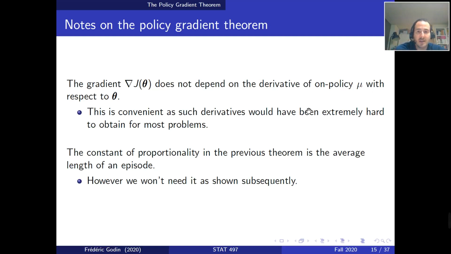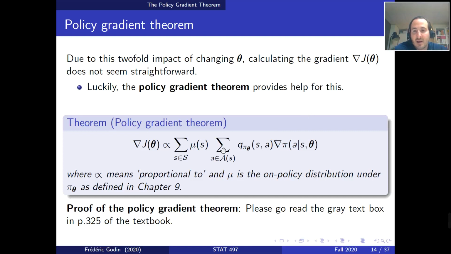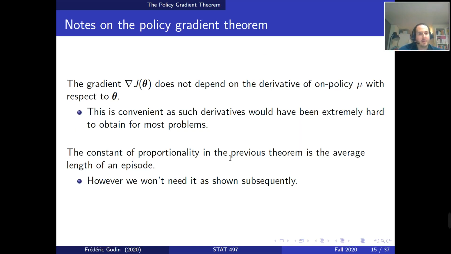But luckily, if we go back one slide, in the expression on the right-hand side there's no derivative of mu with respect to theta. There's only a mu here. So we won't have to differentiate mu, and this is a much welcome result, because if we had to differentiate mu, this would be very painful and probably wouldn't work in practice. So the first great news is that this gradient of the objective function involves the on-policy distribution, but we don't have to differentiate that on-policy distribution.